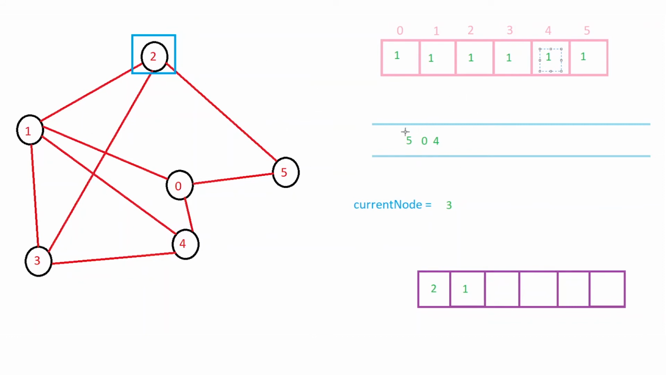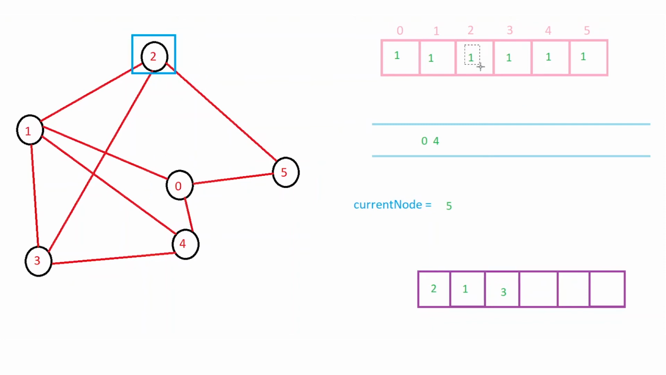Okay. Now, before assigning this as the current node, we'll store this value in the array here. And now we will assign 5 as current node. This procedure goes on until the queue is empty. Okay, so now we'll look for 5. 5 has only 2 neighboring elements. What are they? 2 and 0.